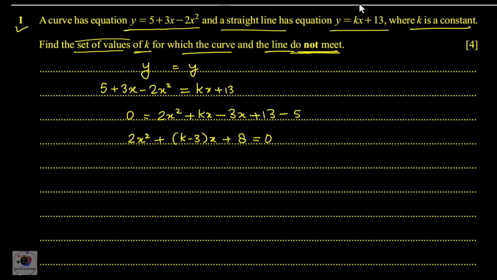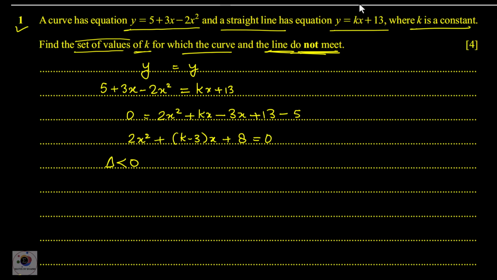Now since we are going to solve for when they do not meet, and this is a quadratic equation, we know that the quadratic equation has no solution. When we have a quadratic curve and a straight line and they don't meet, it means we are finding the solutions of their intersection, and if they are not meeting, there should not be any solution. For no solution we know that the discriminant, delta, should be less than 0.